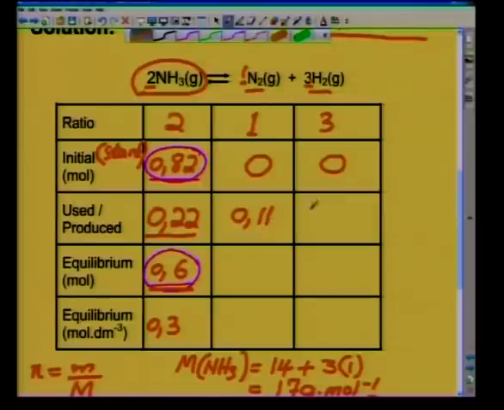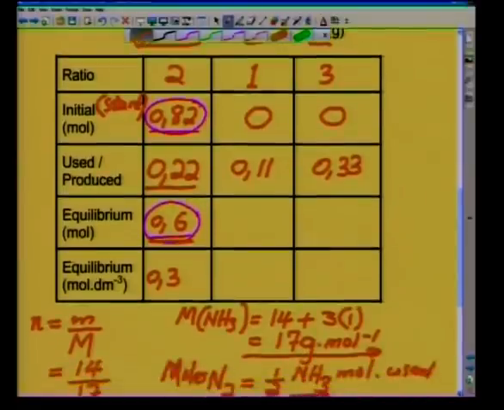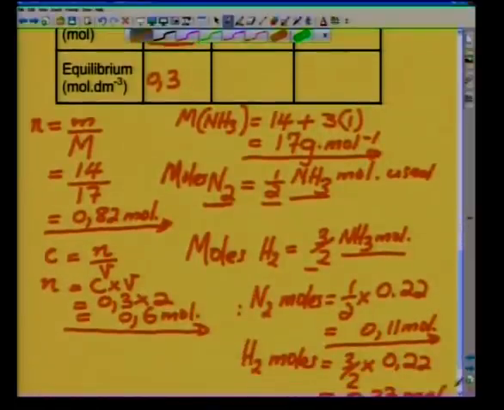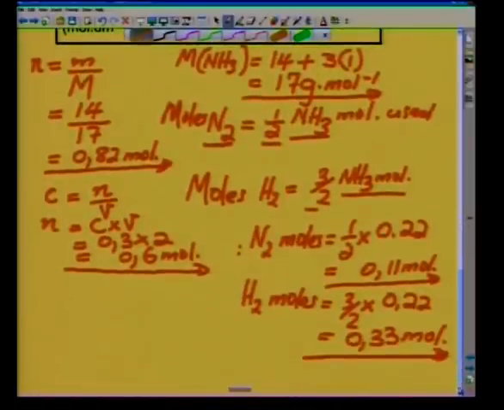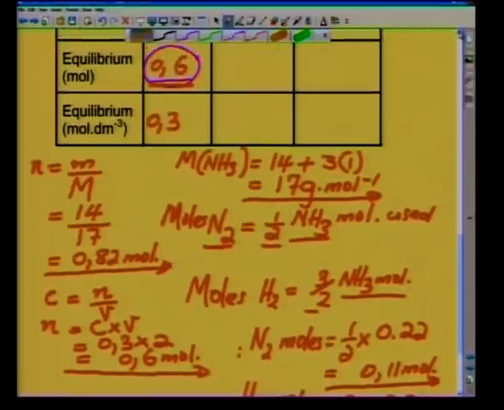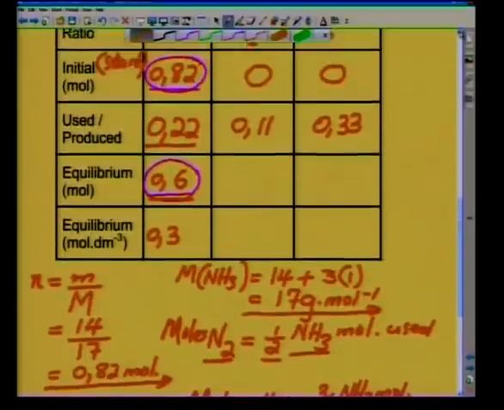NH3, H2, 0.33. That's what we have calculated down here, 0.33. Okay, so those are the number of moles. Now, let's continue and fill up the rest of the table, because that's what we're working on.